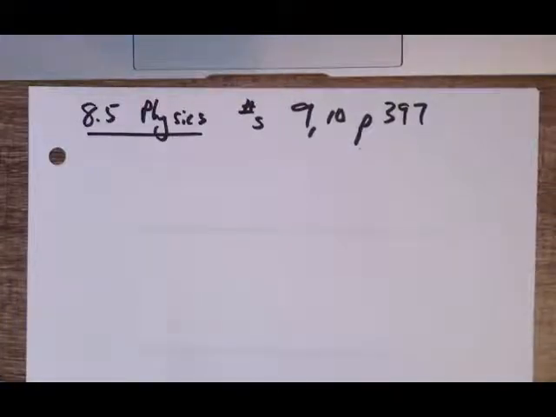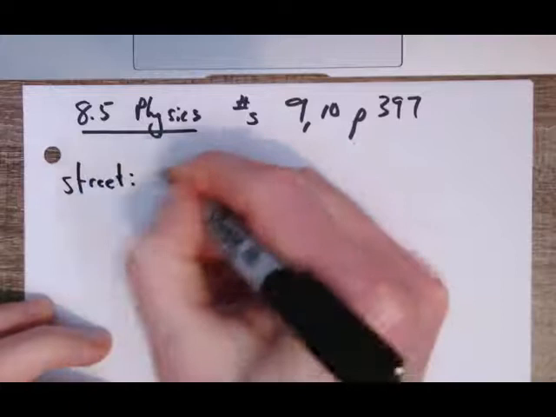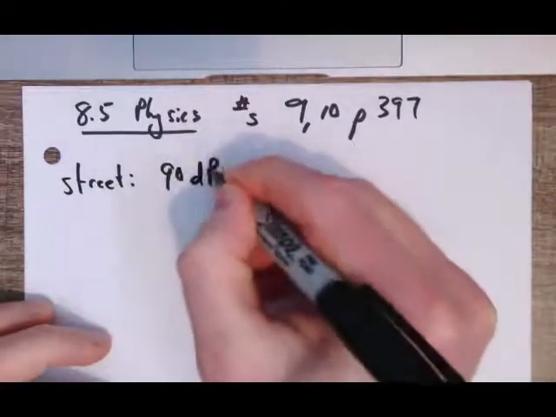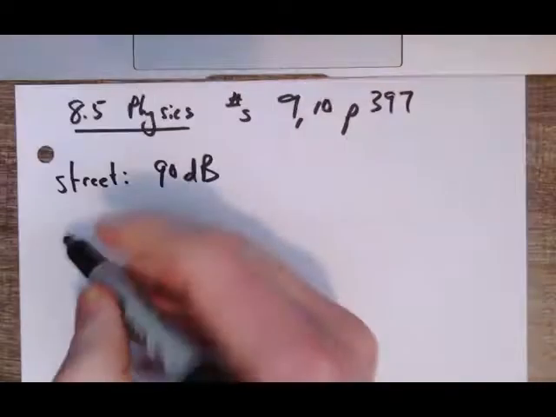Alrighty. Questions 9 and 10 from lesson 8.5, page 397. Number 9 says, a busy street can produce sound levels near 90 decibels, depending on the number of large vehicles. Calculate the ratio of the sound intensity of a power saw to that of a city street.